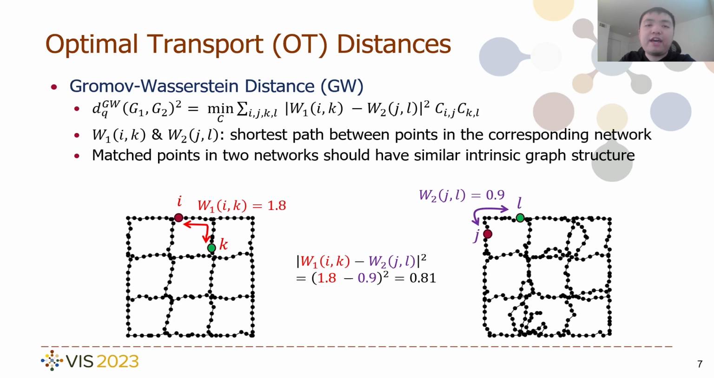Another distance is called the Gromov-Wasserstein distance, or the GW distance. We use the shortest path between nodes to describe the pairwise node relation in the graph, which is given by the graph structure. The optimizer of the distance tries to find the minimal intrinsic graph structure variation between matched points. In this example, the cost of matching node I to J and node K to L is given by the square of the distance of their shortest path. Given the shortest path between I and K is 1.8, and between J and L is 0.9, the last term should be the square of the difference, which is 0.81.